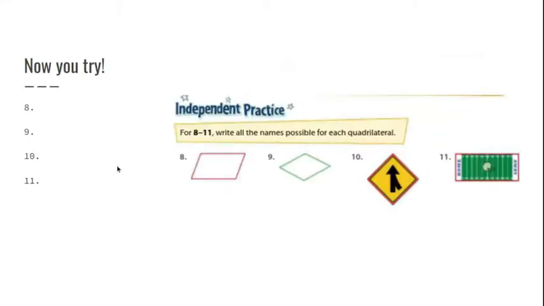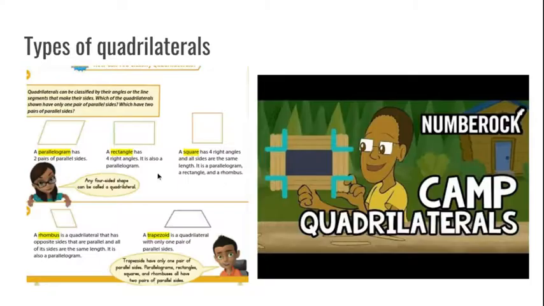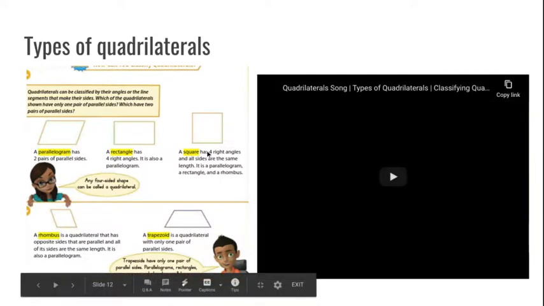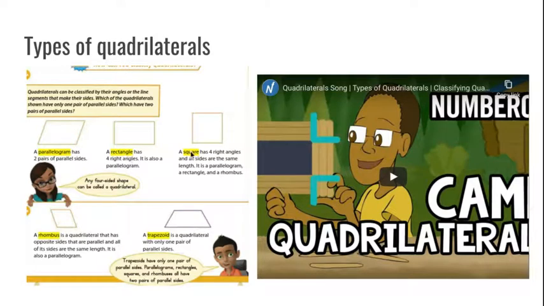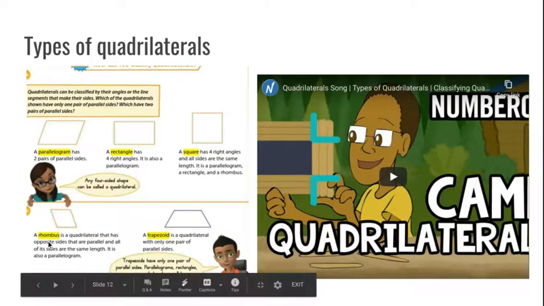All right. Your job for numbers 8, 9, 10, and 11 is to tell me, is this a parallelogram? Is this a square? Is this a rectangle? Or is this a rhombus? Remember what all of these look like. You're going to go back to this slide and look if you get stuck. This is what a parallelogram looks like. This is what a rectangle looks like. This is what a square looks like. This is what a rhombus looks like. And this is what a trapezoid looks like.